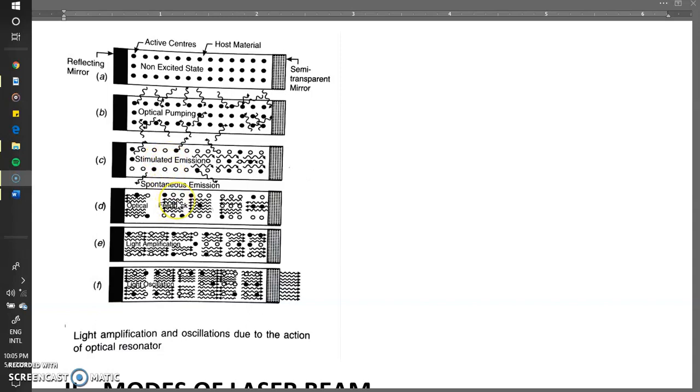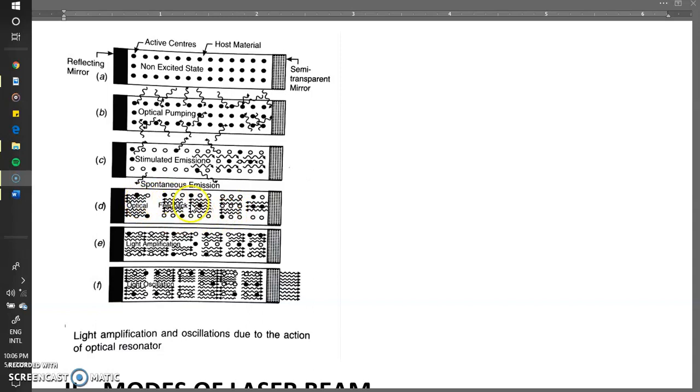Now some of the excited atoms in the metastable state drop spontaneously, and each photon which drops spontaneously triggers many stimulated transitions along different directions. You can see here the photons which are emitted in a direction other than the axial direction are lost from the sides of the medium, and they are lost forever.